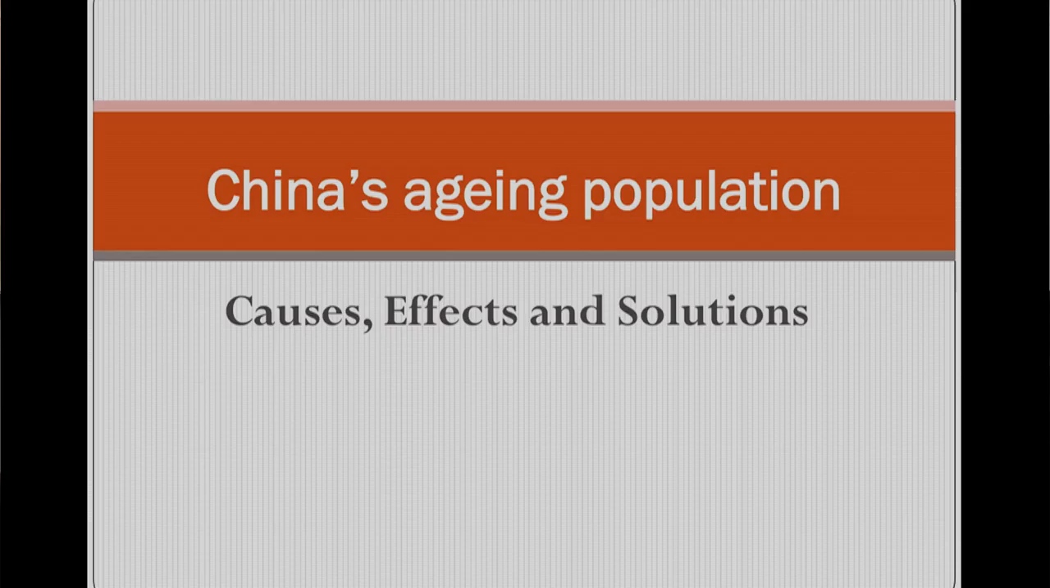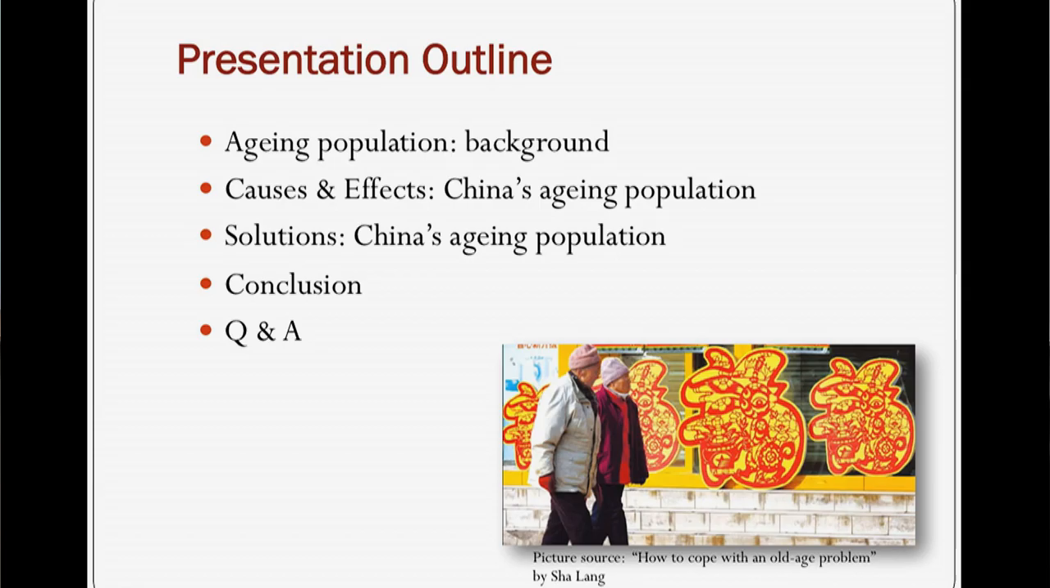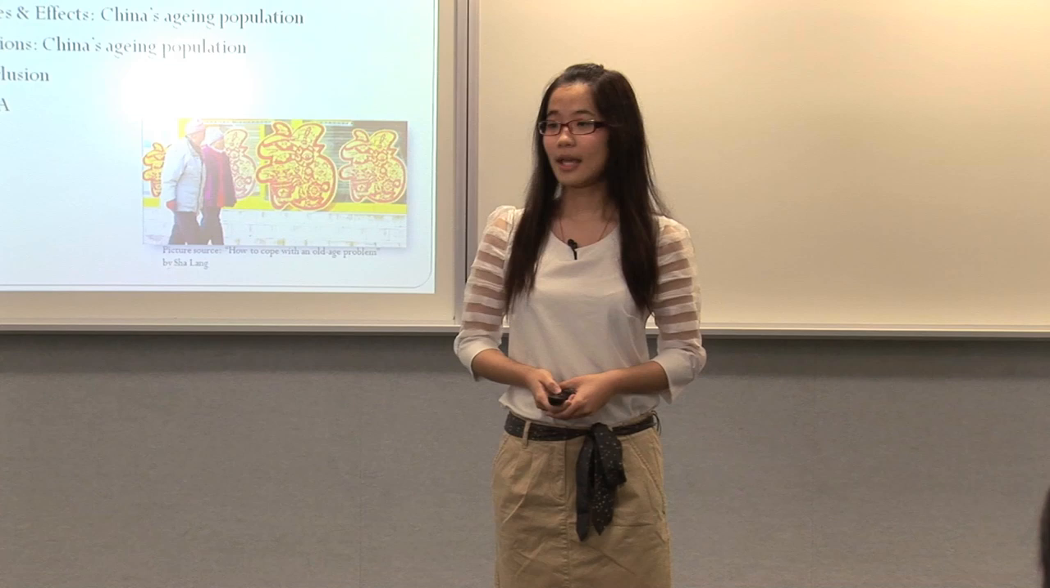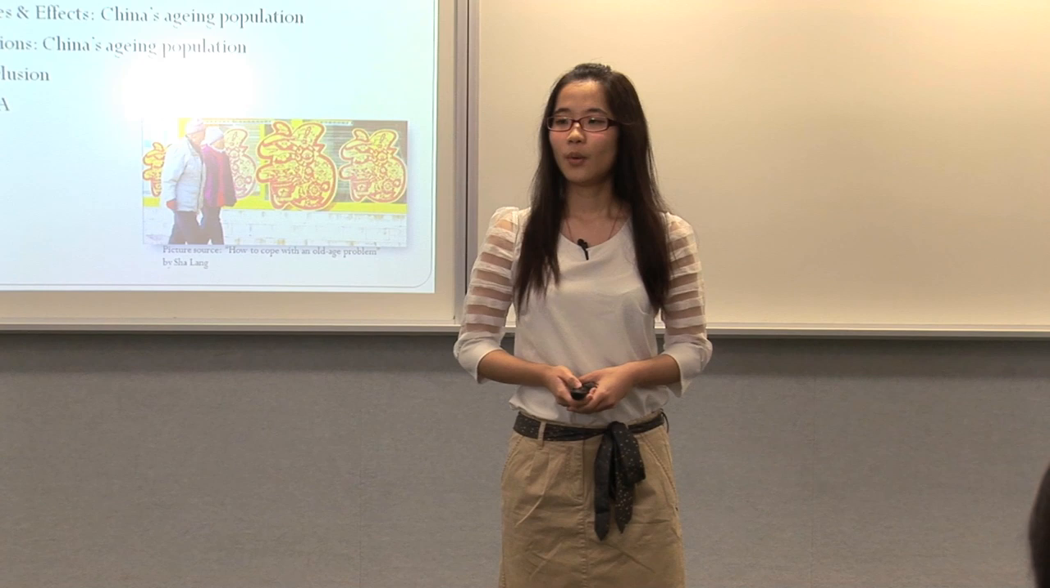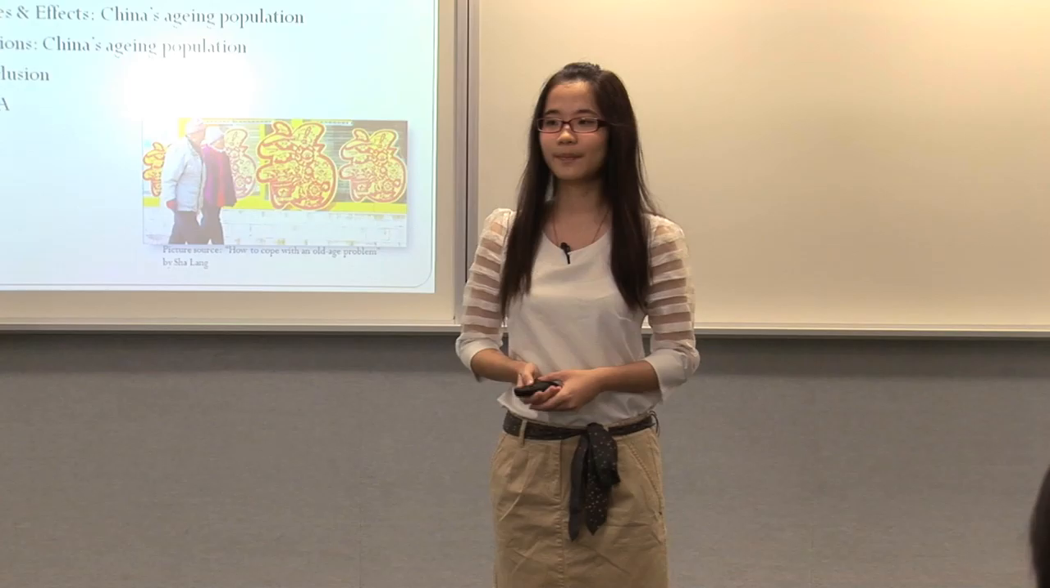China's aging population. We have divided the presentation into four parts. First, I will talk about the background of China's aging population. And second, its causes. Then, Thomas will briefly present its effects before looking at some possible solutions. He will also give a brief conclusion. We will be talking for around 10 minutes, and we welcome any questions at the end.